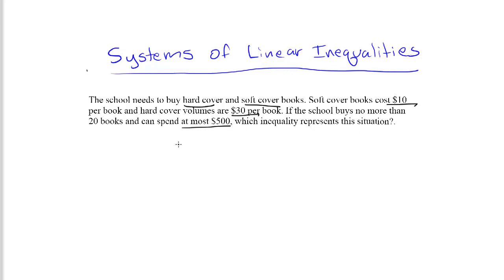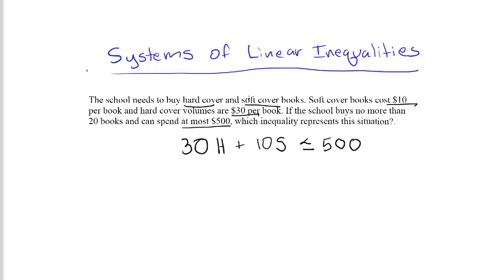Well, we again know we have the situation where we have price times the number of hardcover plus price times the number of softcover equals the total expenditure. So I'm going to say the price of the hardcover, which we're told is $30, times the number of hardcover books, let's define that variable as H, plus the price of the softcover, $10, times the number of softcover books, we don't know that, so let's call that variable S, must be at most 500. So what does that mean? That means it could be 500 equal to, but it can't be anything more. It has to be less than or equal to. So the correct inequality for the price and amount is 30H + 10S is less than or equal to 500.